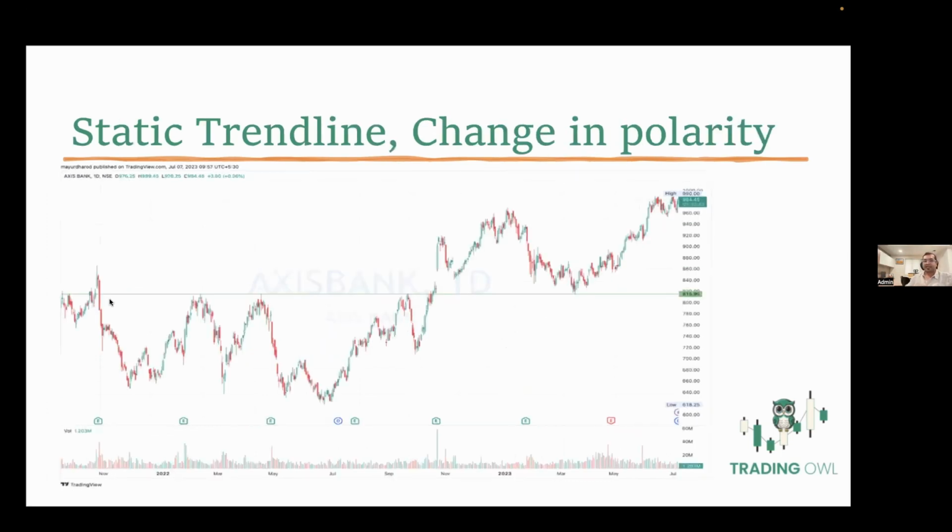Now this is Axis Bank. Same, you extend multiple highs. 1, 2, 3. This is the fourth time it hovered here. It broke out and moved up. The same line acted as a support in future. This is called change in polarity. Something that was resistance in the past becomes a support over here.